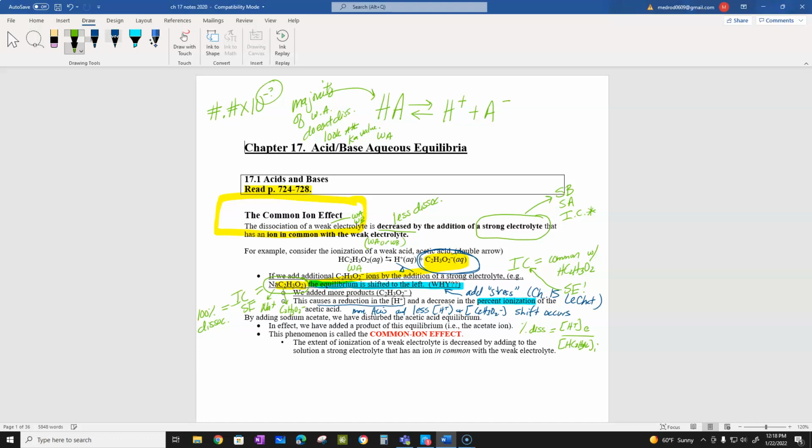So why will it decrease percent dissociation? Because I'm affecting him. By me shifting to the left, this number right here is going to be less, okay? Not more, it's going to be less, because I'm shifting to produce more acid. So by adding sodium acetate, we have disturbed the acetic acid equilibrium, okay?